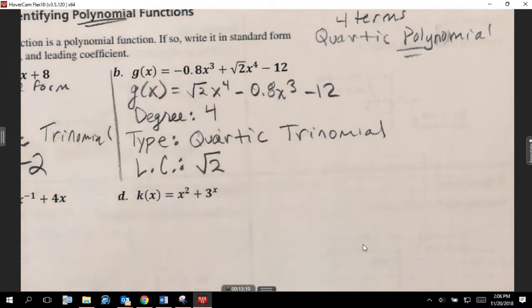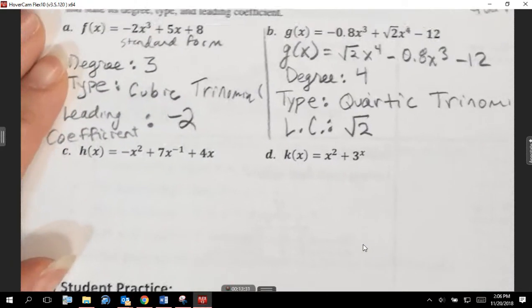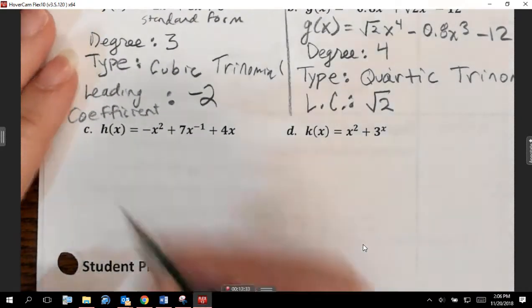And the leading coefficient is, oh, there's a square root. It's just the number square root 2. Okay, letter C. It's not a number. It's only negative. Not a polynomial?